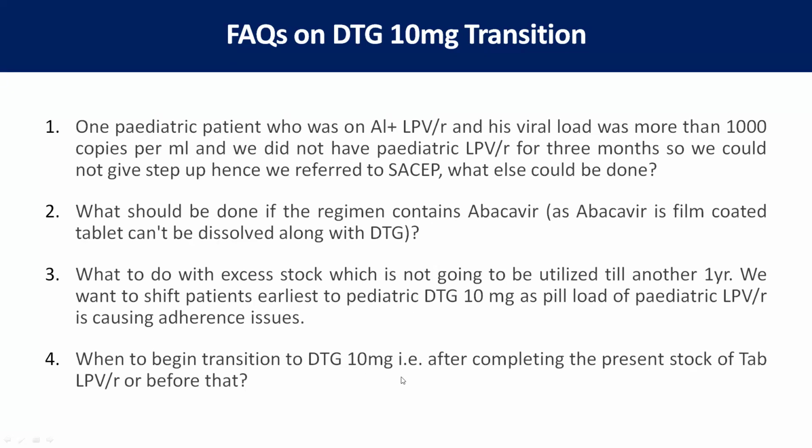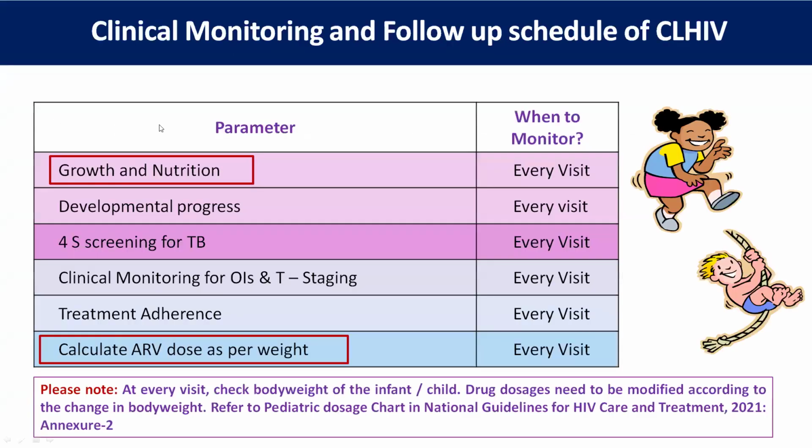When to begin transition to DTG: after completion of the patient's present stock of TB as LPBR, or before that? No, we are not going to see the stock here. Immediate transition to DTG is indicated. Calculate your stock; if it is more than 3 months, relocate it, and if it is less, you can order more. But you don't have to wait for that stock to treat the children.